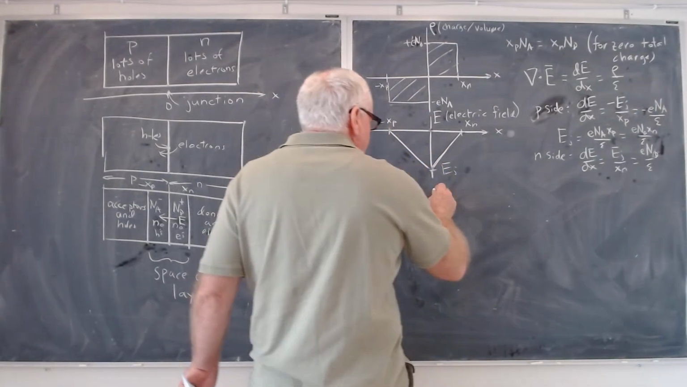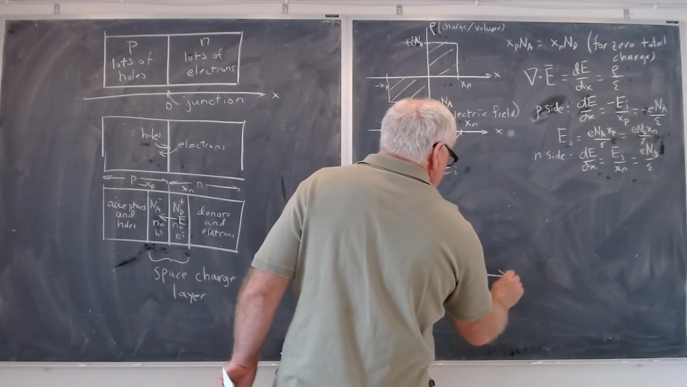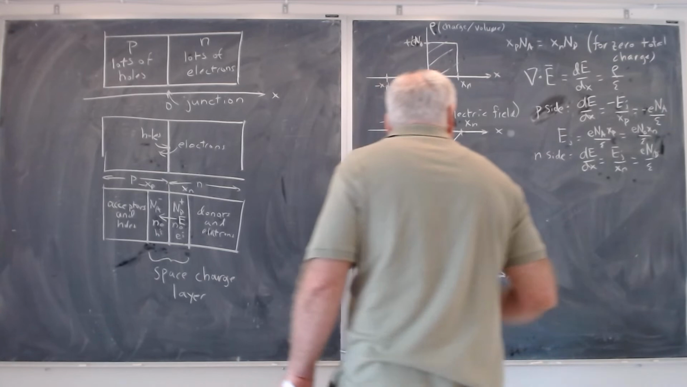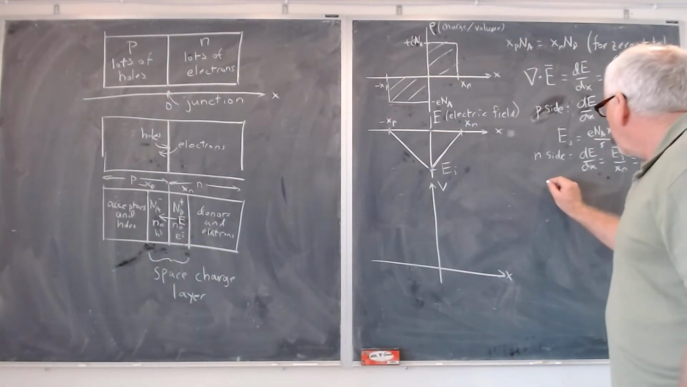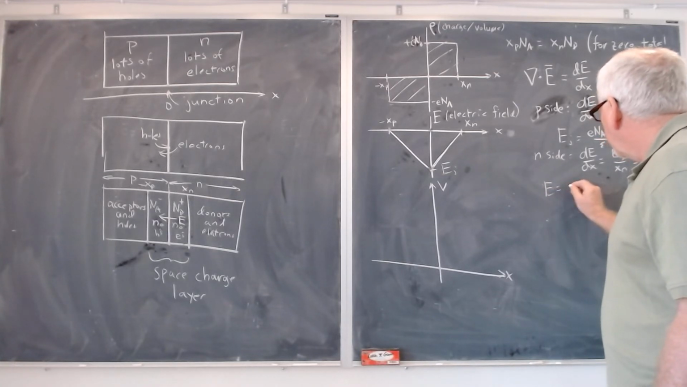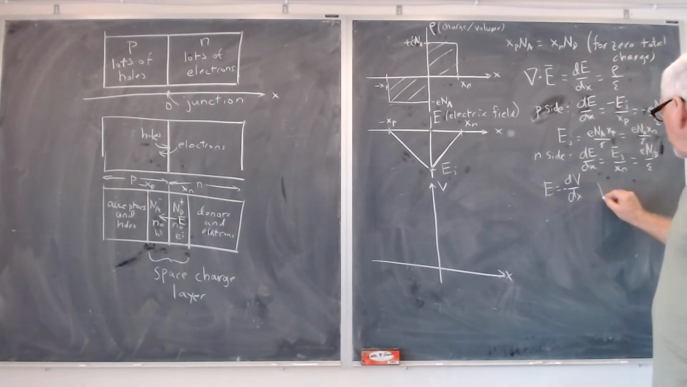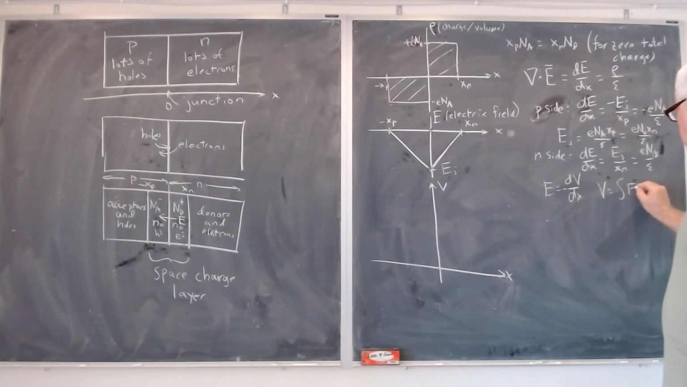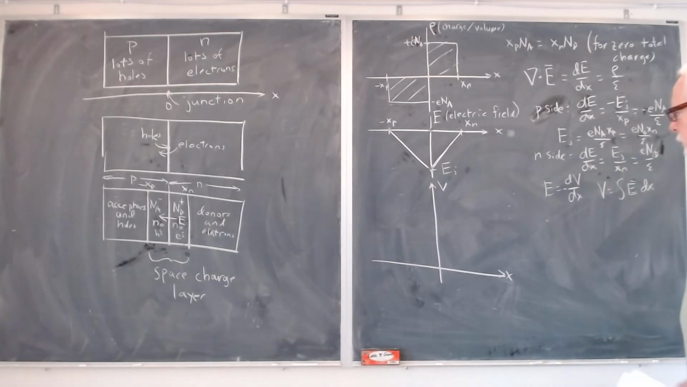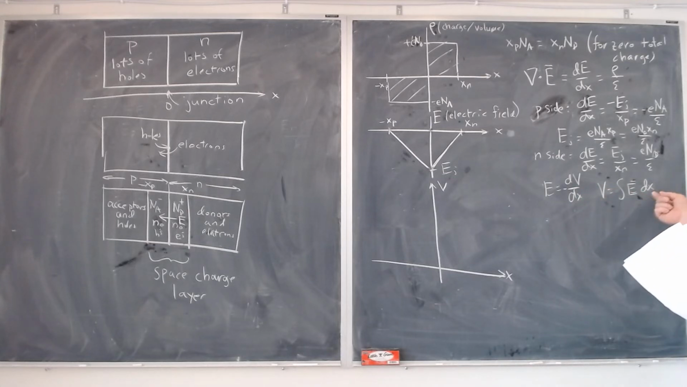Now the next step is voltage. Since there's an electric field, there's going to be a voltage, V. Now, what is voltage? Well, E is minus dV/dx. So V is equal to the integral of E dx. Don't worry about the minus signs and stuff like that. Just realize that V is the integral of E dx. And the units all make sense, right, because electric field is volts per meter, so volts per meter times meter is volts.